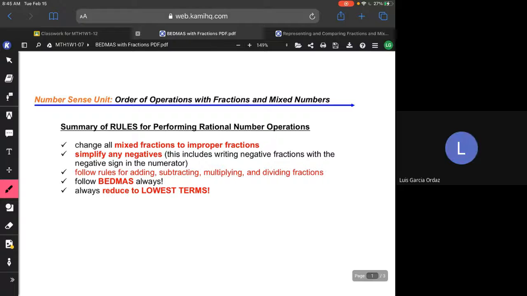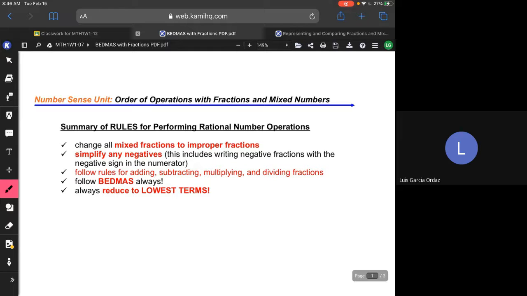So there are rules when dealing with fractions and mixed numbers and trying to do them in BEDMAS. So, the summary of rules to perform rational number operations. We are going to change all mixed fractions to improper fractions. I don't want to work with mixed numbers because they're dumb. I would rather work with an improper fraction because I just have a numerator and a denominator. With a mixed fraction, I have a whole number plus a proper fraction.